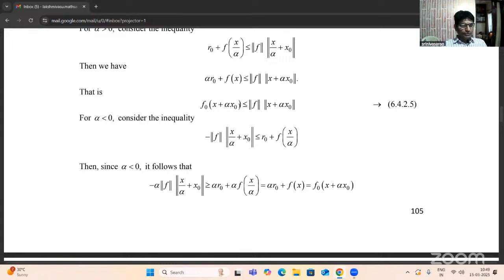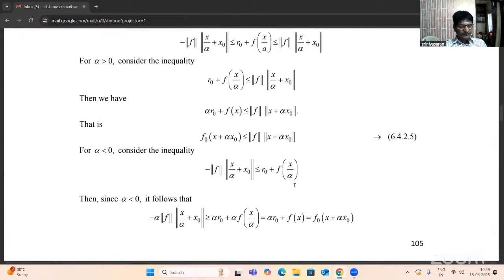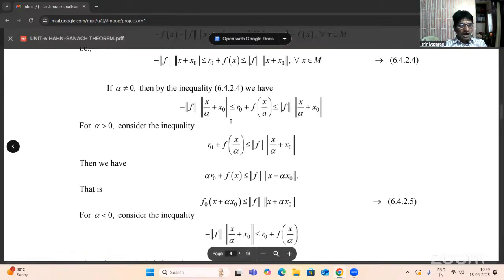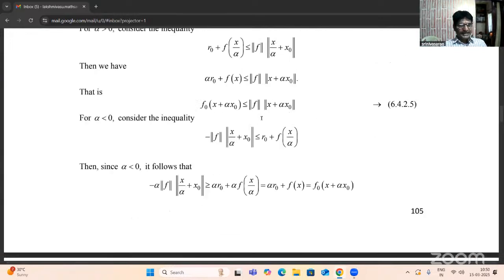Now the other case: if alpha is less than 0, in the above inequality we take the left side, minus norm f into norm x by alpha plus x naught is less than or equal to r naught plus. This is the first part and this is the second part. First we take the right side, the middle part, so we get f naught of x plus alpha r naught less than or equal to, this is r naught. Please rectify this mistake. This is r naught.